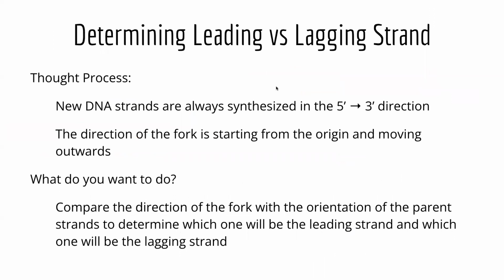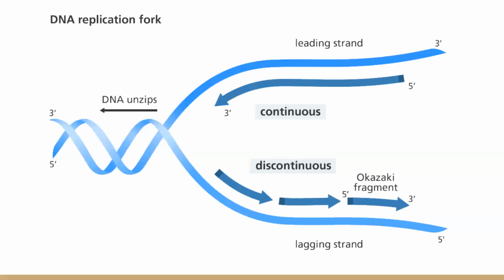And so the thought process behind figuring out which one's leading or lagging is that the new DNA strands are always going to be synthesized 5' to 3', always adding to the 3' end. And the direction of the fork is starting from the origin, moving outwards in both directions. So you just look at both directions of the parents and then draw in what the newly synthesized strands would be, and then you can figure it out.